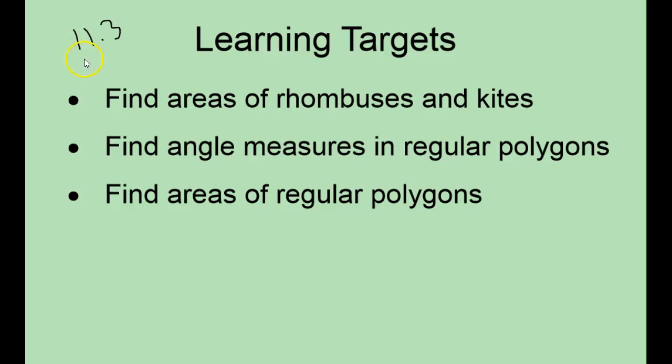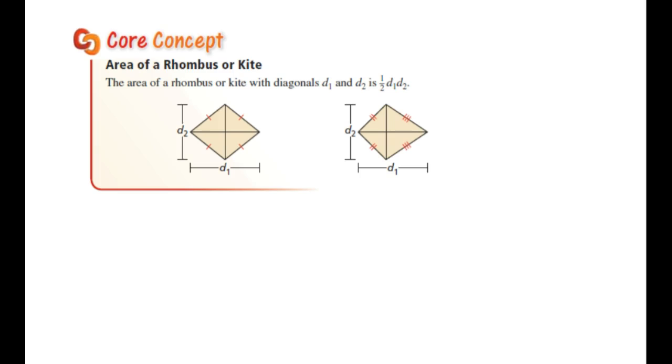All right, here we're looking at section 11.3. And our learning targets for today, we're going to find areas of rhombuses and kites. Then we're going to find some angle measures in regular polygons. And then we're going to find areas of those regular polygons. So the first thing we want to look at is a rhombus and a kite.